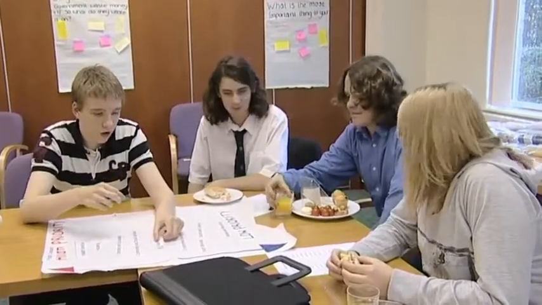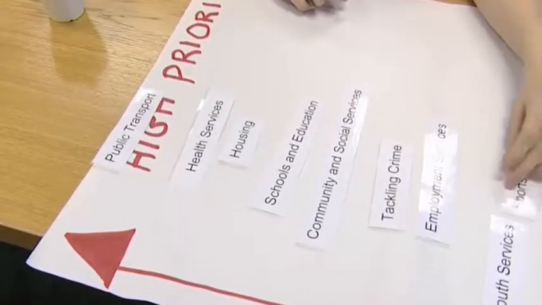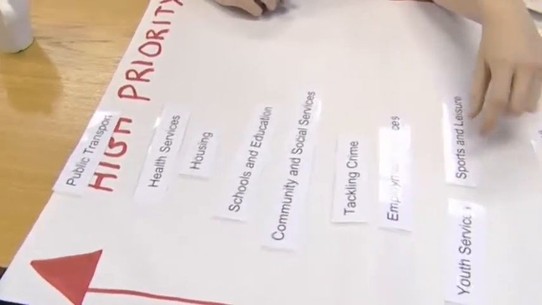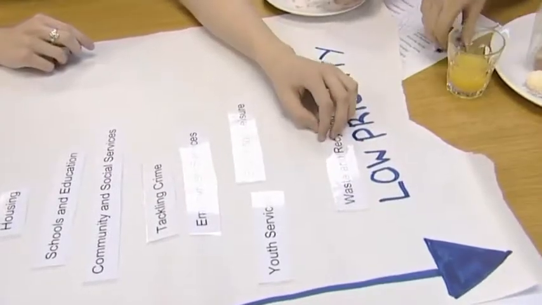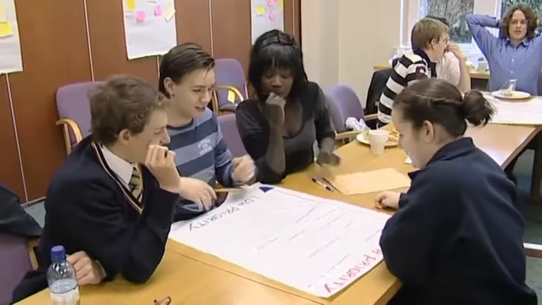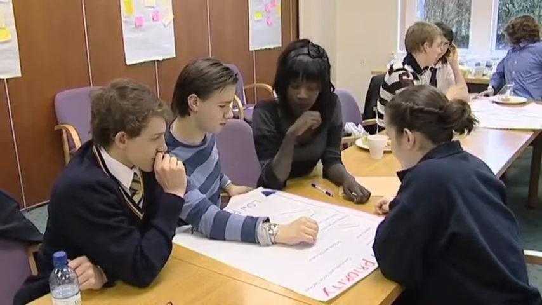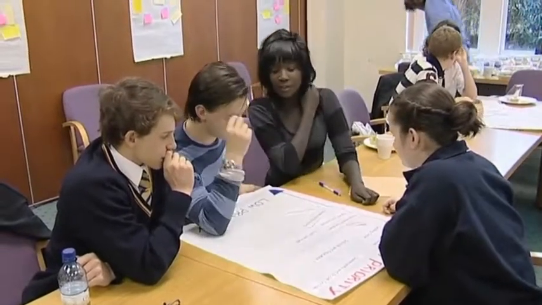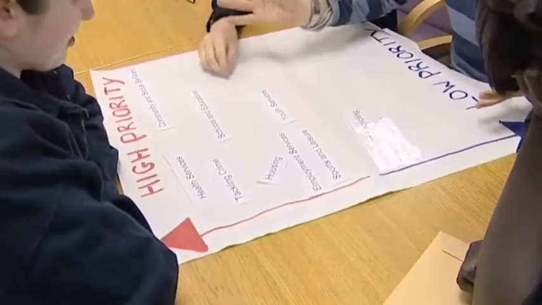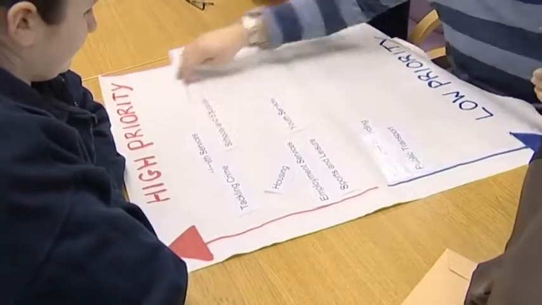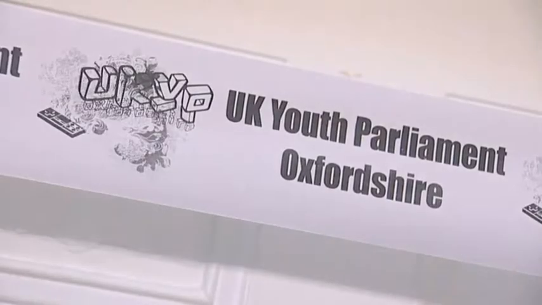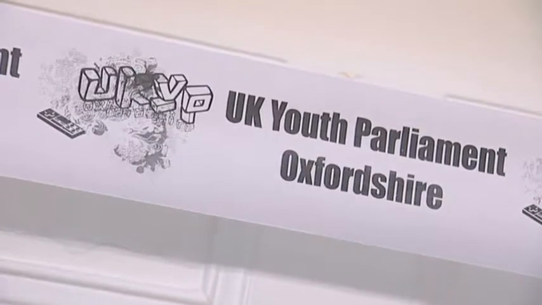3 of the students in the room this evening have an even bigger role in national youth politics because they're also members of the UK Youth Parliament. The UK Youth Parliament has over 600 elected members around the country. Elected members are known as MYPs, and they're all between 11 and 18 years old. The MYPs represent the views of young people in their local area at regional and national meetings of the UK Youth Parliament. Elections for the Oxfordshire MYPs were held in February.